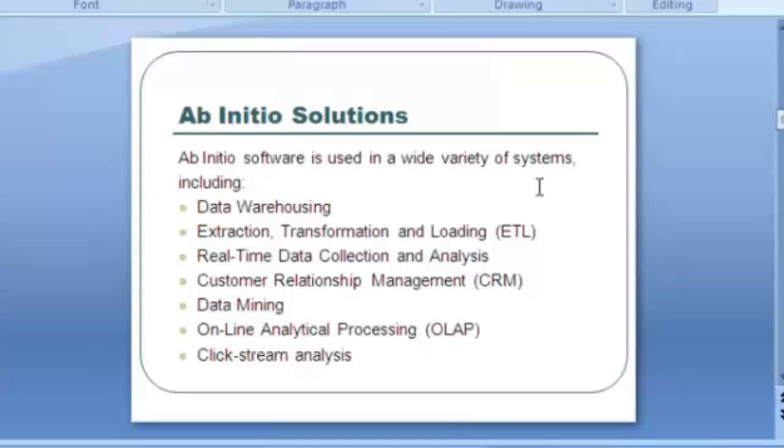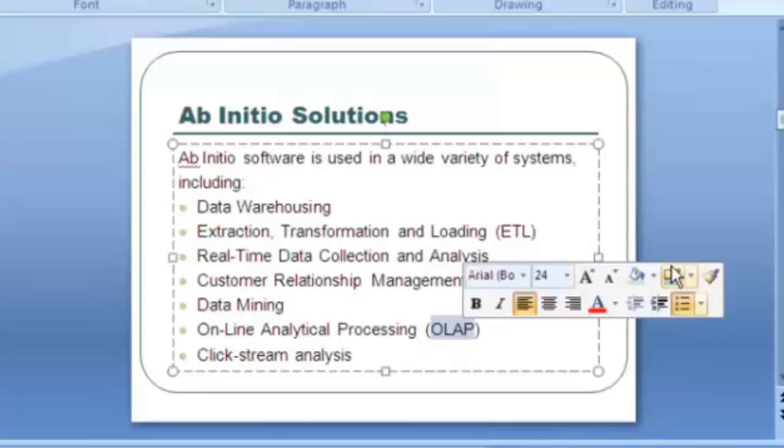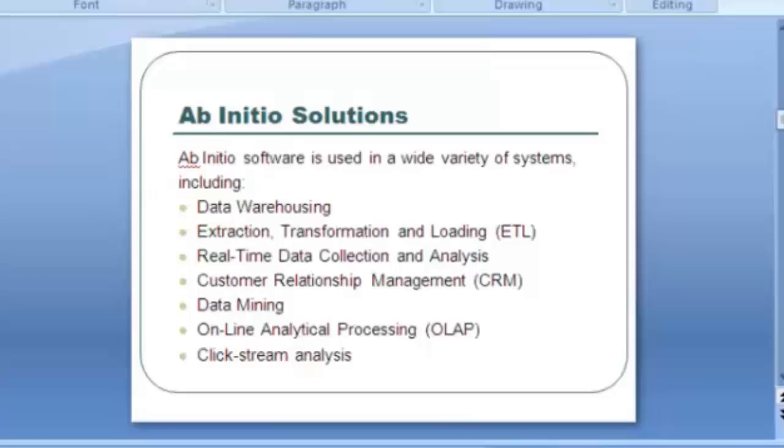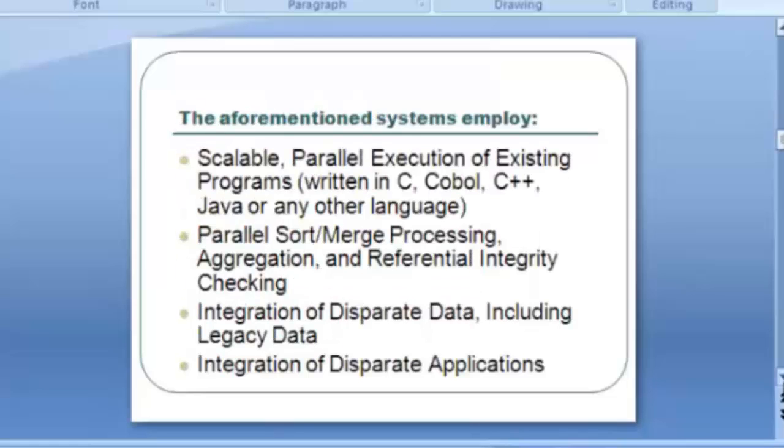So there are various applications, and I think you might know what these things are. All of these are not equally important, but you need to know what OLAP is, and you might know data warehousing and data mining concepts. I'm not covering them in detail, but these are the places where we can use Ab Initio software to get maximum processing speed.